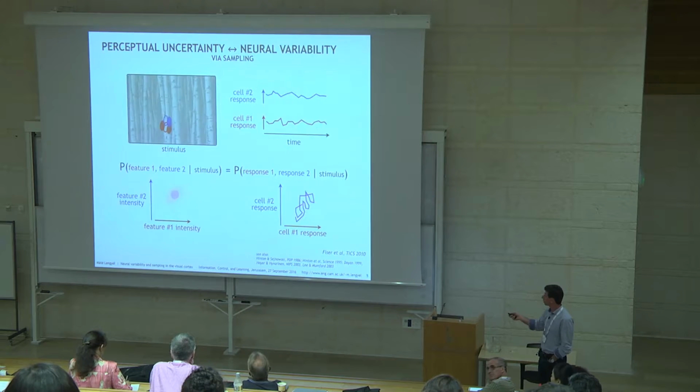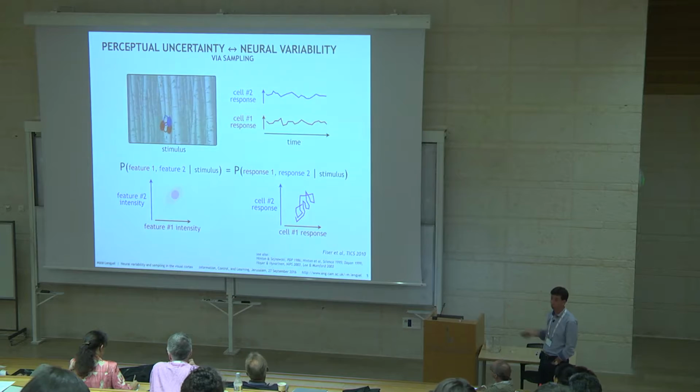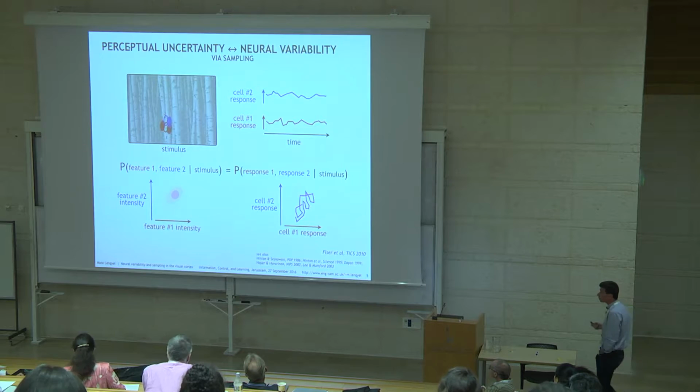And of course, if the stimulus changes, then the posterior distribution over the features that we want to represent changes, and the distribution of neural activities should change accordingly, according to this theory. Okay, so this is a fairly abstract theory. The question is, how do we go about testing it?